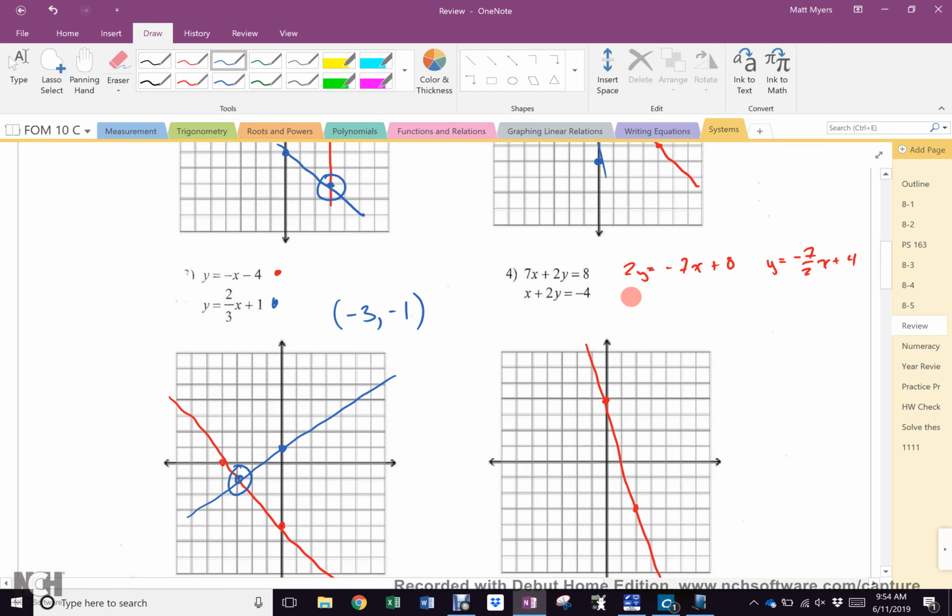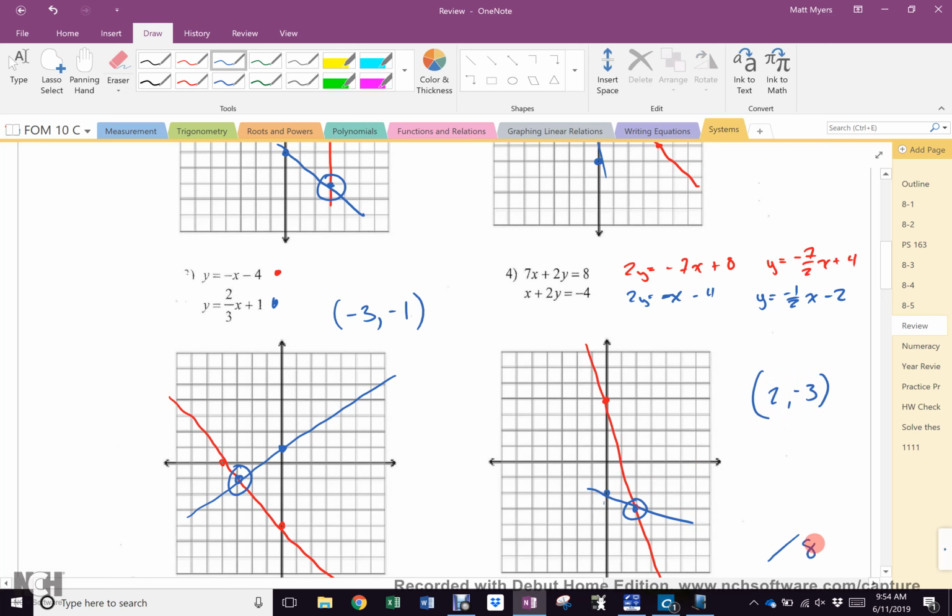And the blue one was 2y equals negative x minus 4. So y equals -1/2 x minus 2. Intercept -2, down 1 over 2, right there at 3. I lie. 2, -3. That's a total of 8 on that page.